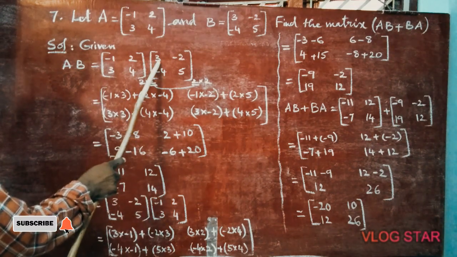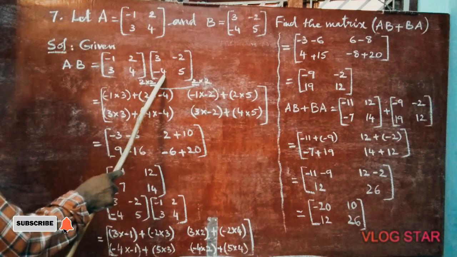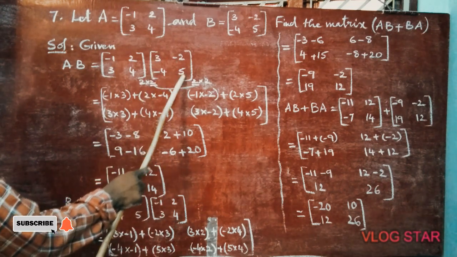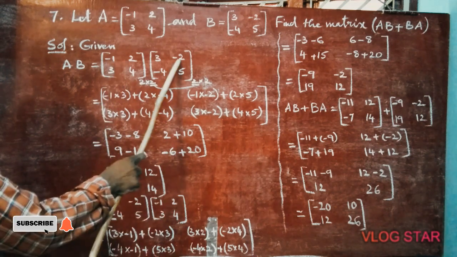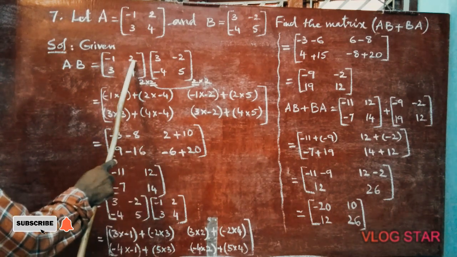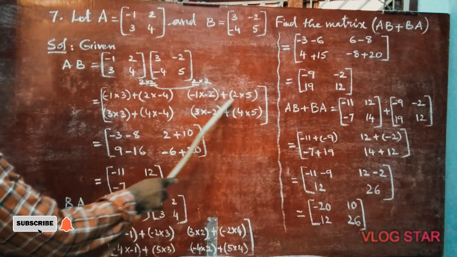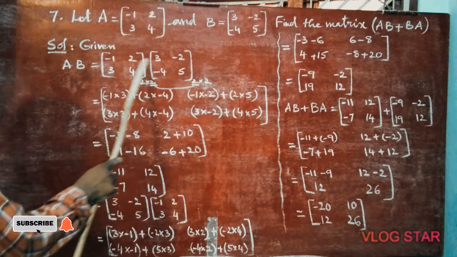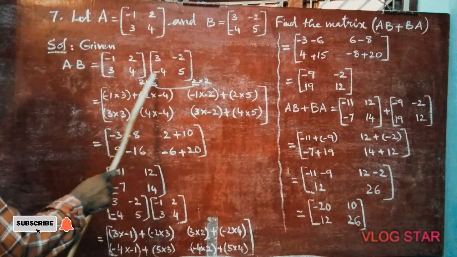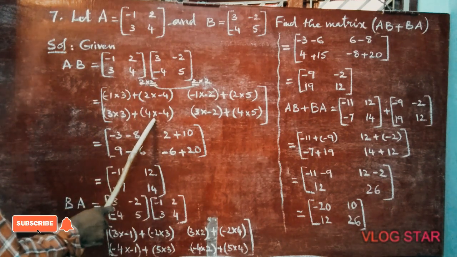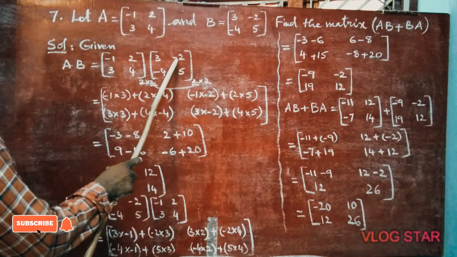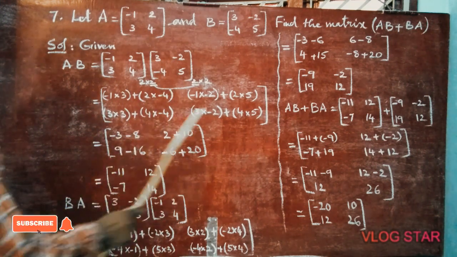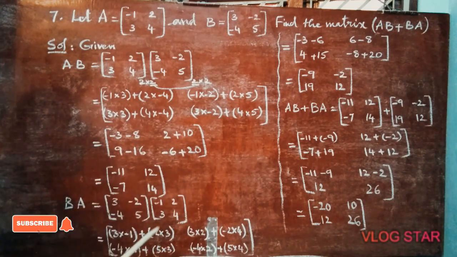Minus 1 into 3 plus 2 into minus 4, first element. Next, the same row with the second column: minus 1 into minus 2 plus 2 into 5. Be careful. Now second row with the first column: 3 into 3 plus 4 into minus 4. Next, 3 into minus 2 plus 4 into 5. So this is the way of multiplying matrices.